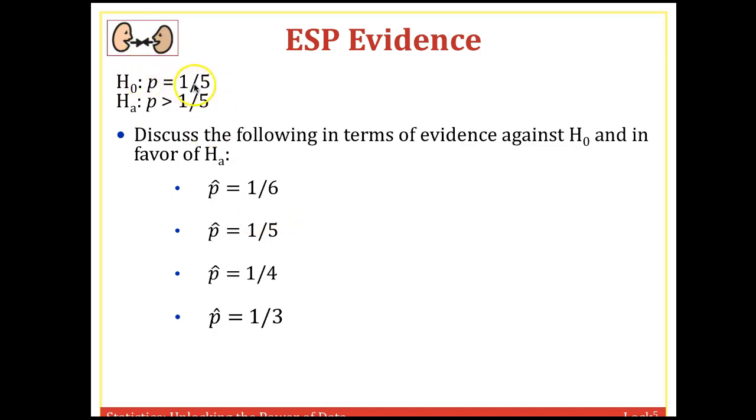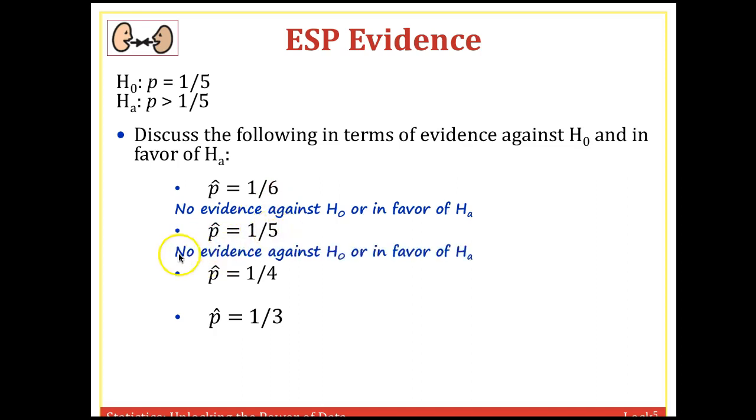So with the same scenario, p equals 1/5 and p greater than 1/5 for the null and alternative, discuss the following in terms of evidence against the null and in favor of the alternative hypothesis. Suppose you did a sample with these 5 playing cards, and you or your partner got 1/6 of the cards correct. In this case, this would be no evidence against H0 or in favor of the alternative HA, because 1/6 is actually less than 1/5. If you or your partner guessed exactly 1/5 correct, then that would again be no evidence against the null, because that's exactly equal to 1/5.